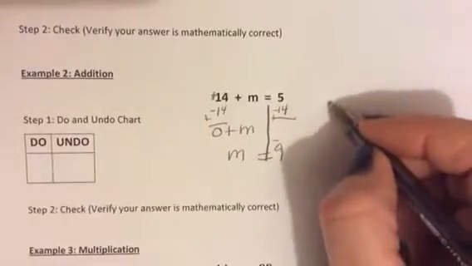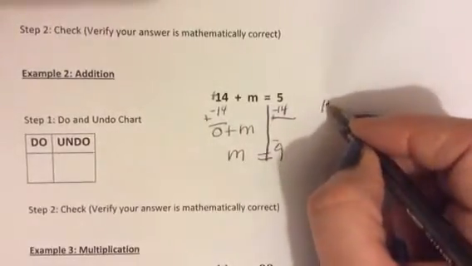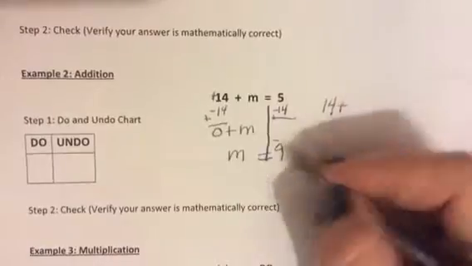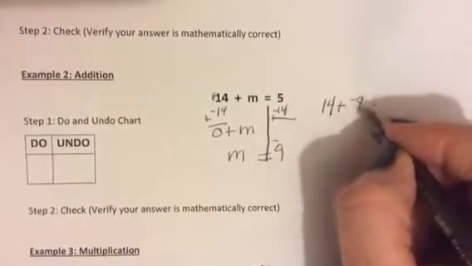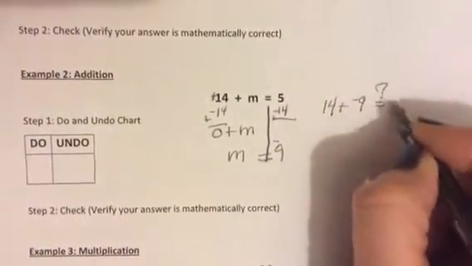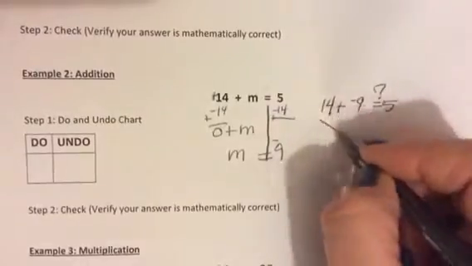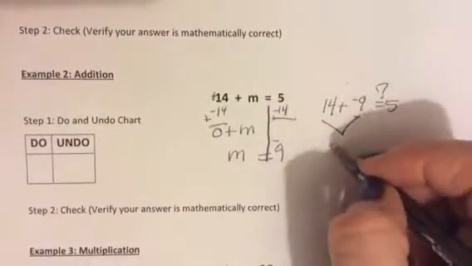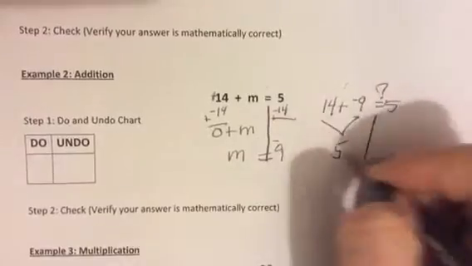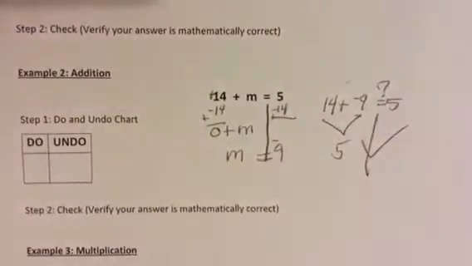So when I go to check that, I'm going to substitute in 14 plus, and I'm going to put in negative 9 for m, and I'm going to put a question mark here. Is that equal to 5? Well, 14 minus 9, or 14 plus negative 9, is 5. So both sides are the same, so it checks.